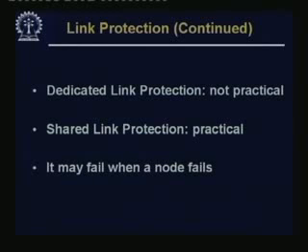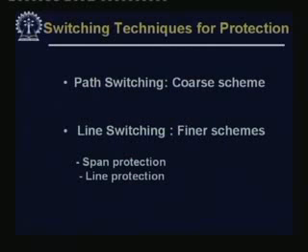So, dedicated link protection is not always practical, although sometimes you may have it. Shared link protection is practical and quite often implemented, and it may fail because here you are only provisioning for the failure of a link, but if a node fails, then it may lead to some complication, as you will see. So, to compare path switching and line switching, path switching is a coarser scheme and line switching is a finer scheme, and line switching can again be a span protection. A span may be several links together, that may be a span or a line protection.